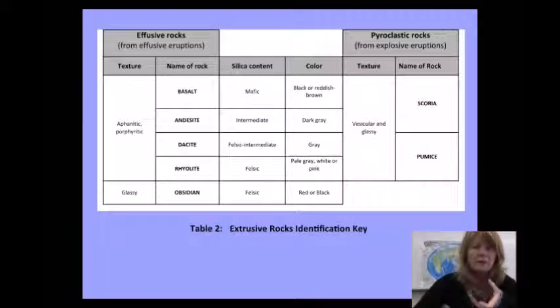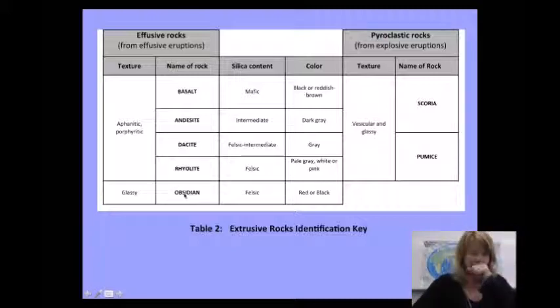And then you have to think about the composition. Is this a felsic or a mafic rock? So you can go over here and see. The mafic rocks that are vesicular are going to be dark gray, black, or reddish brown. And those are intermediate or mafic, and that rock will be called scoria. If it's light in color, gray, pale gray, white, pink, it's going to be felsic or felsic intermediate, and we group that together. We call all of those pumice. So what do you think about this one? Scoria or pumice? I'll let you decide.